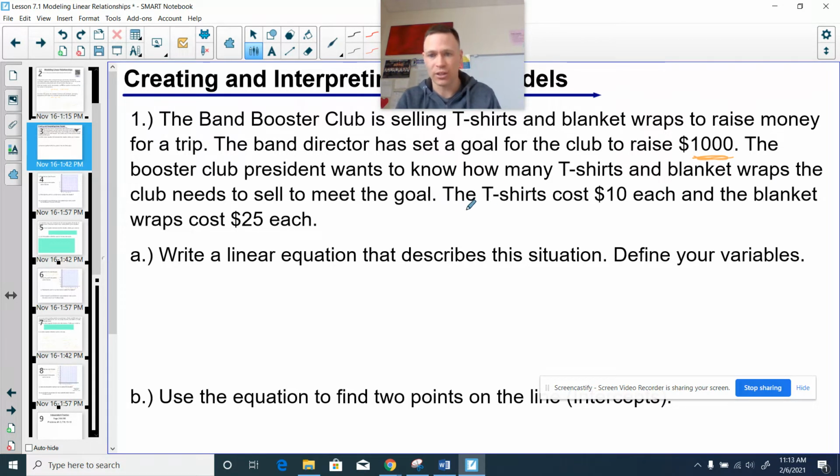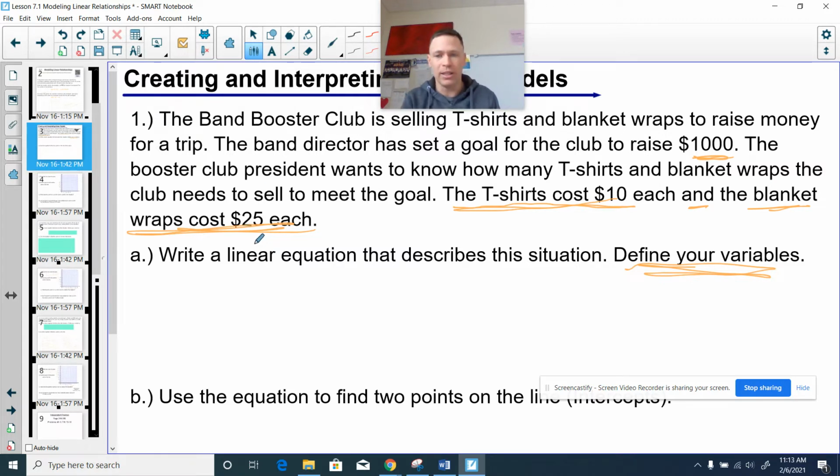So they're selling T-shirts, and T-shirts cost $10. I'm going to underline that. And the blanket wraps cost $25 each. So I'm going to underline that information because that's important. Our task is to write a linear equation that describes the situation, and we have to define our variables, which means we're going to put variables into our function. And because it's a real world situation, those variables actually represent real things. And so we have to identify what those are.